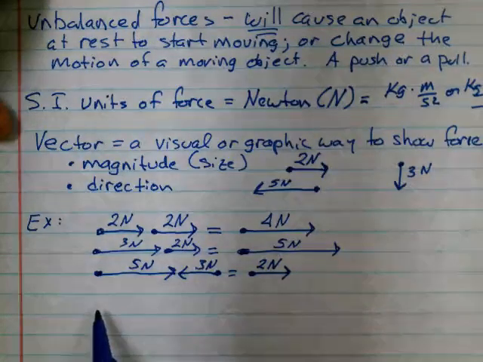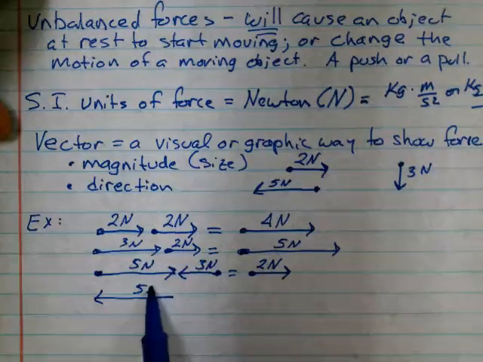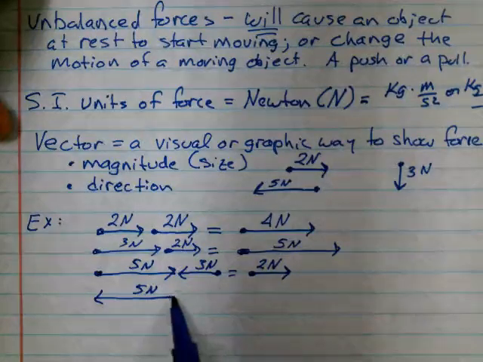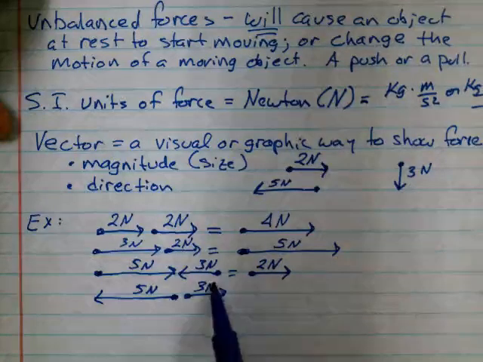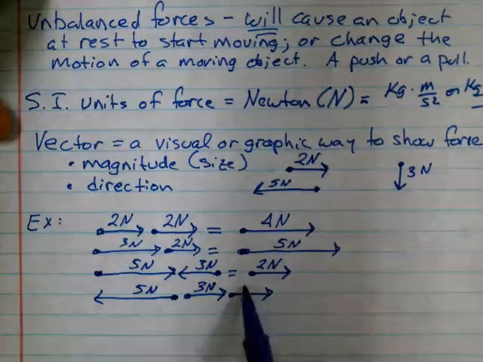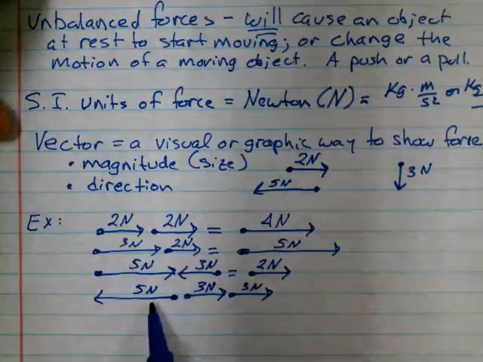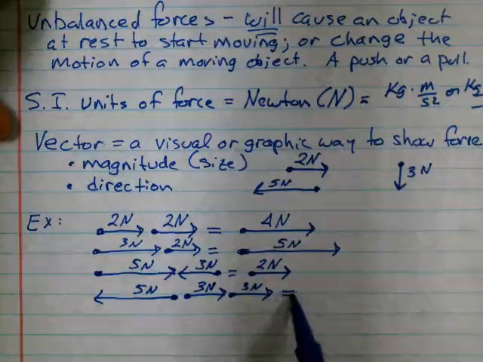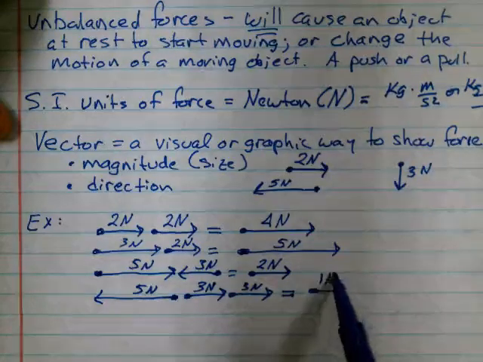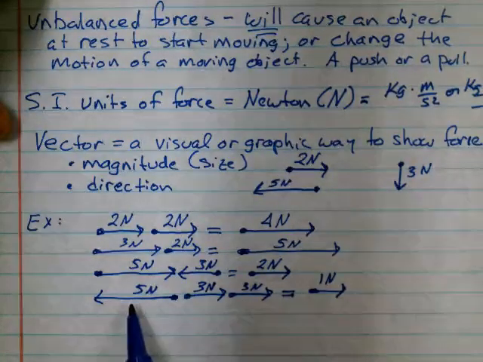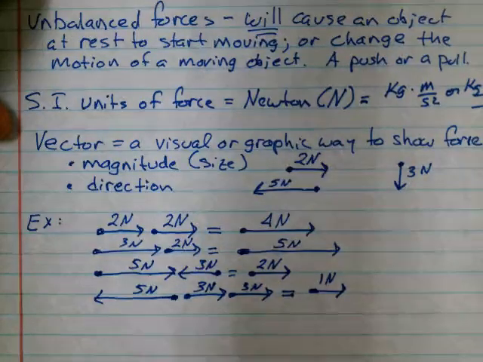And for nearly our last one, let's do one where we have a 5 Newton force going to the left, and we have a 3 Newton force going to the right, and then we have another 3 Newton force going to the right. So now I have a total of 6 newtons to the right and 5 newtons to the left, and the resultant force vector will be a 1 Newton force to the right. Because these two added up, and you make 6, take the smaller one away from the bigger one, and the resultant goes to the right.